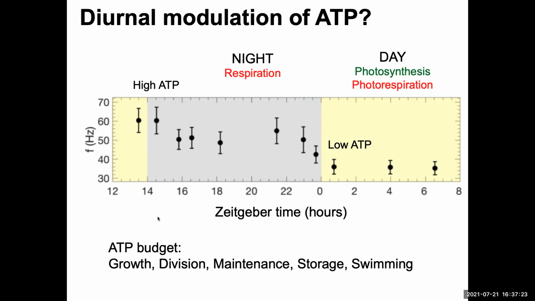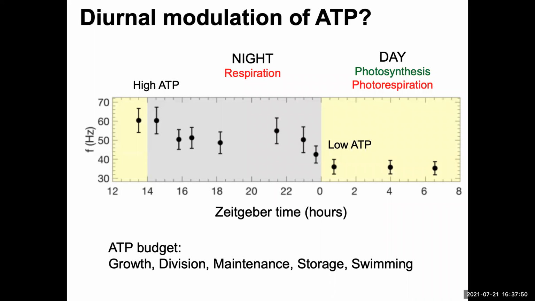And in terms of the ATP budget, it is used for growth, division, maintenance, storage, and swimming. So during the day, you have growth, and you have maintenance, and you have storage. And during the night, you have division. You always have maintenance, and all the time you have swimming.